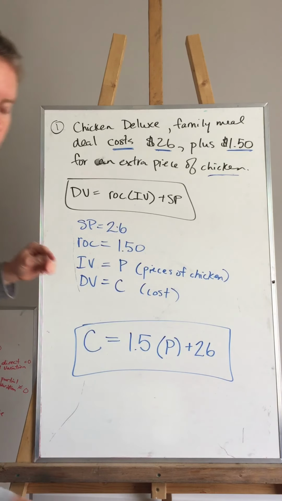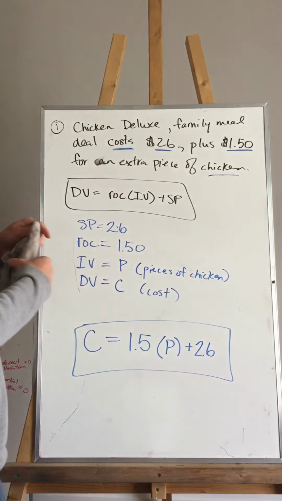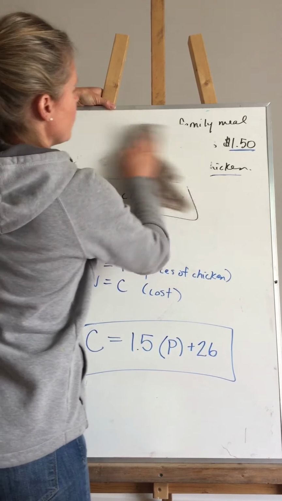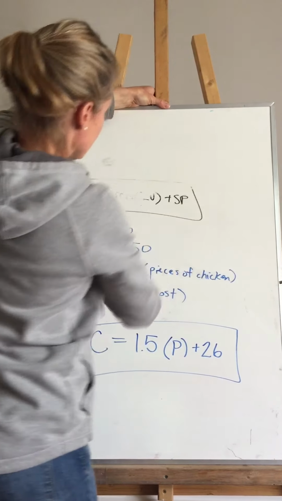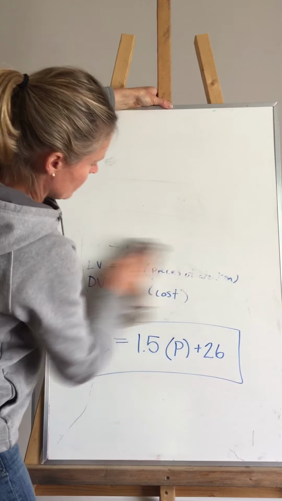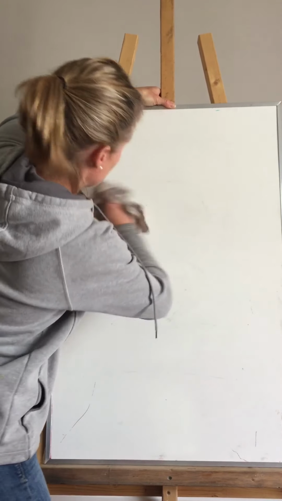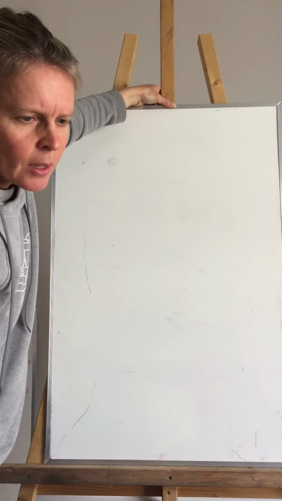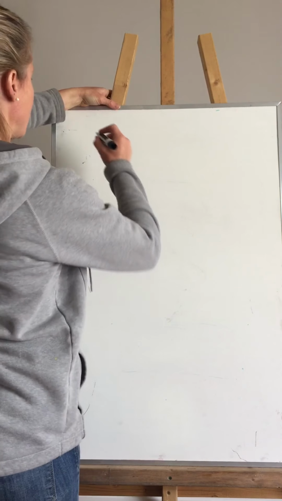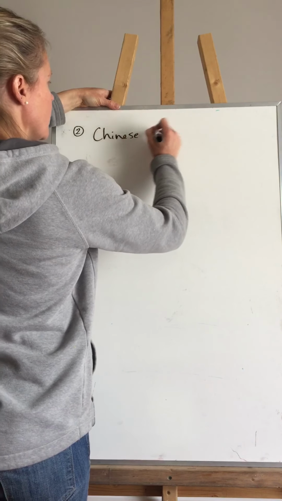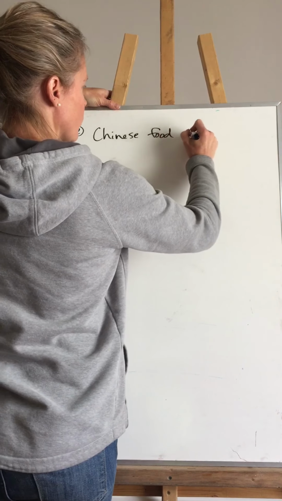Okay, let's go over the next one. We'll do two from the sheet, and that was the first one. The second one is a Chinese food restaurant, just so you know which one we're on.